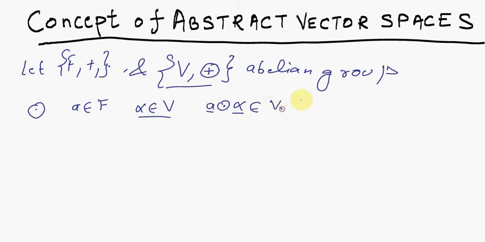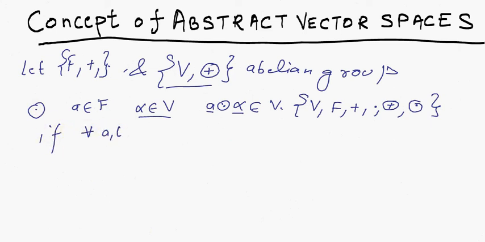Then this entire system, the set of vectors V, the field F, the scalar addition, the usual scalar multiplication between two scalars, the vector addition, and the special scalar multiplication that we have just defined, is called a vector space if, for all A and B taken from the field F, and for all vectors alpha and beta taken from the set of vectors V, they satisfy the following properties.